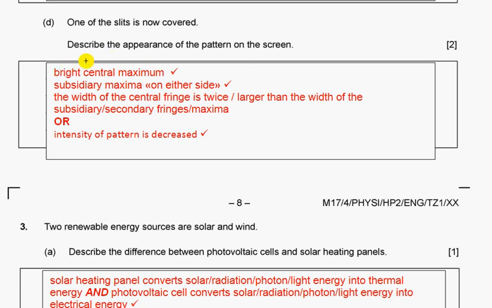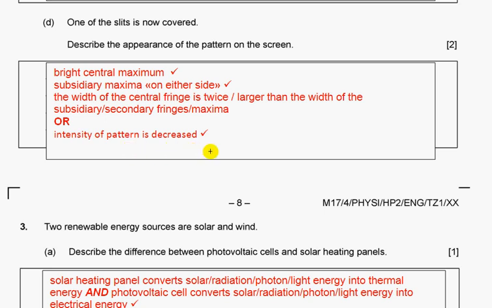So we have diffraction on one slit. Bright central maximum, subsidiary maximum on either side. The width of the central fringe is twice the width of the subsidiary fringes. Intensity of the pattern is decreased.